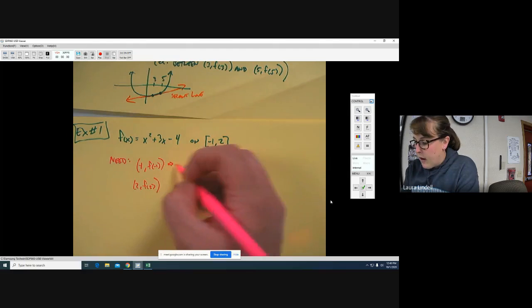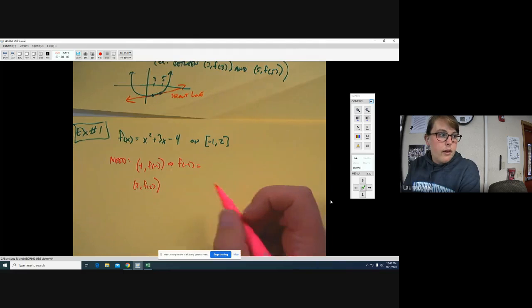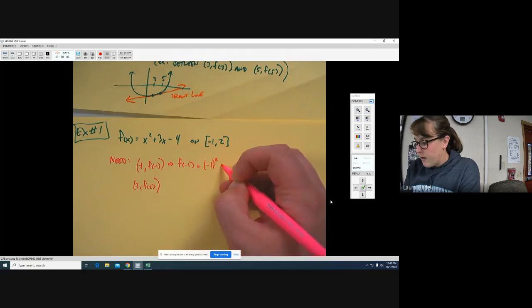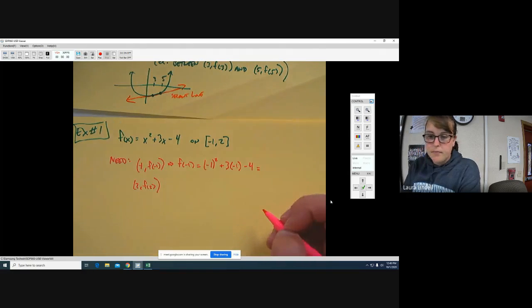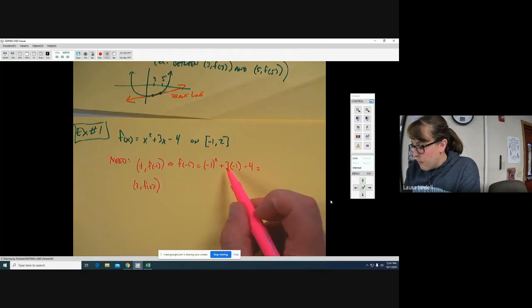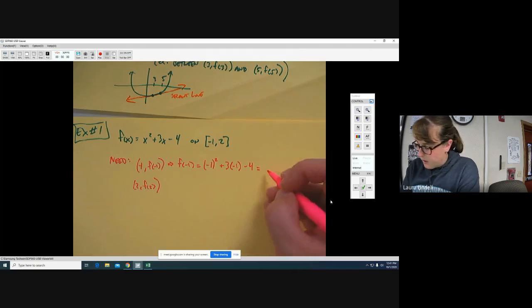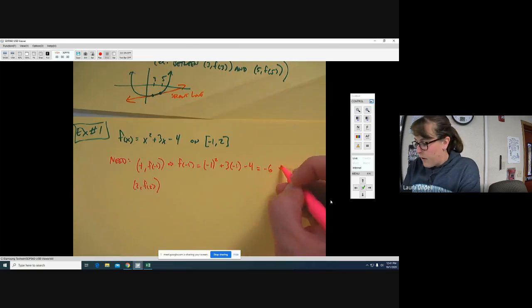So that means we need to figure out what f(-1) is. To figure that out, we plug -1 into the function: (-1) squared + 3 times -1 - 4. And let's see, (-1) squared is 1, minus 3, minus 4 gives us -6. So our coordinate is the point (-1, -6).